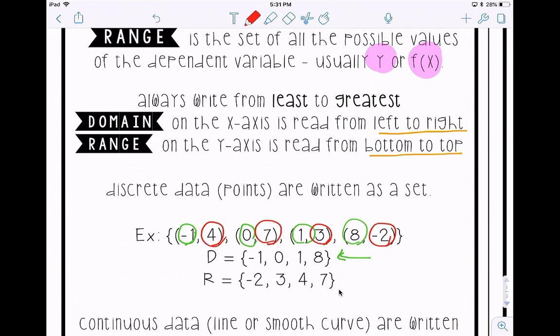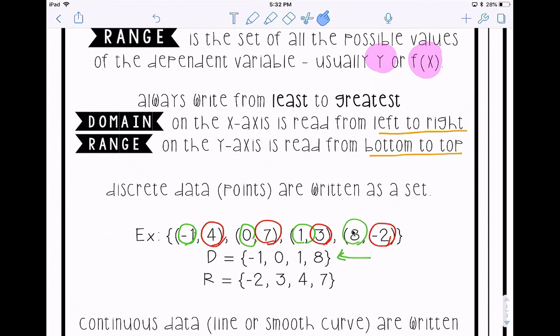So it is really important that you understand I cannot take a domain and range and make ordered pairs. I can take ordered pairs and make domain and range. With just this, I don't know if -2 goes with -1 or does -2 go with 1. I have no idea. So you cannot take a domain and range and put it into ordered pairs like this.